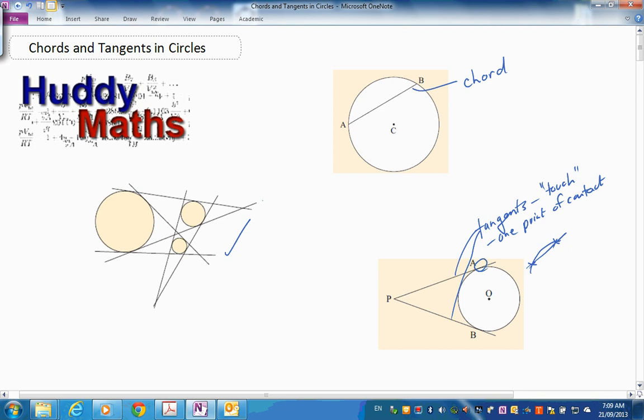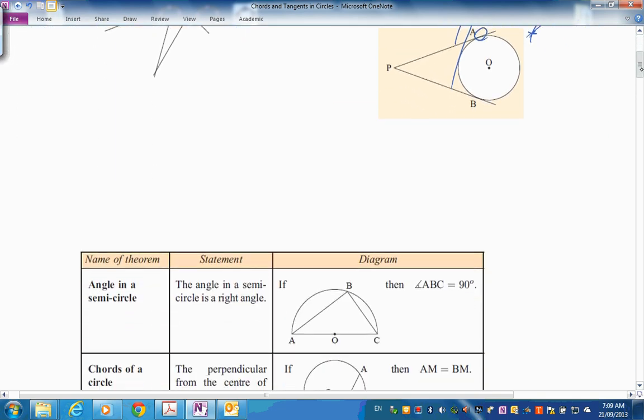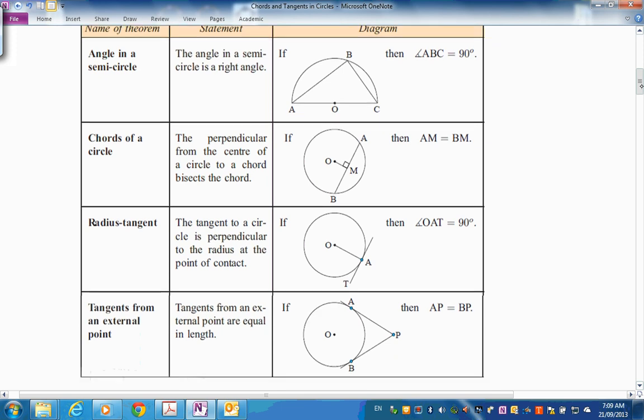But what we're going to do now is finish off our deductive geometry in circles by looking at theorems regarding chords and tangents. Okay, so what we're going to do is summarise some that we know already and add some. Okay, the first one, the angle in a semicircle is a right angle. A semicircle is the half of a circle sitting on a diameter. It's got to be sitting on a diameter. Then this angle out at the circumference is 90 degrees. We've seen that one before.